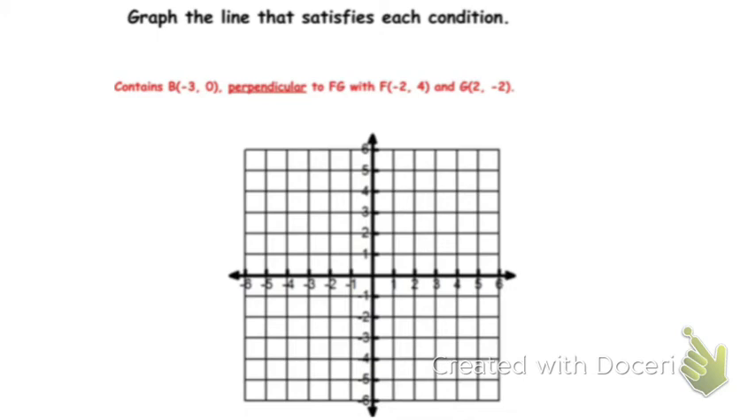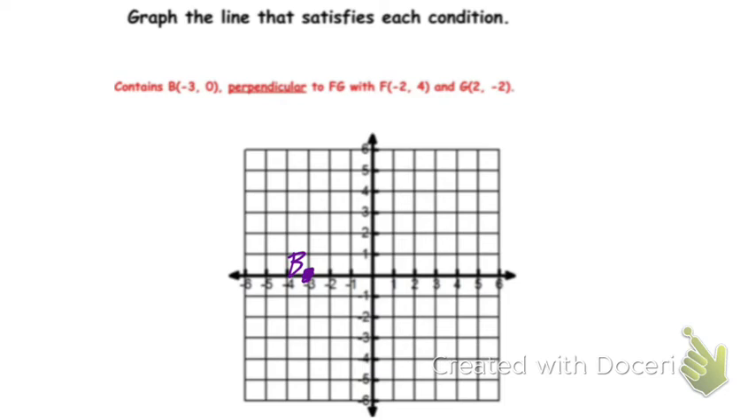Graph the line that satisfies the condition. It contains point B, but this time instead of parallel, it is perpendicular to line FG. So instead of having the same slope as line FG, it's going to have the opposite reciprocal slope of line FG. What's our first step going to be again? Graphing point B, (-3, 0).